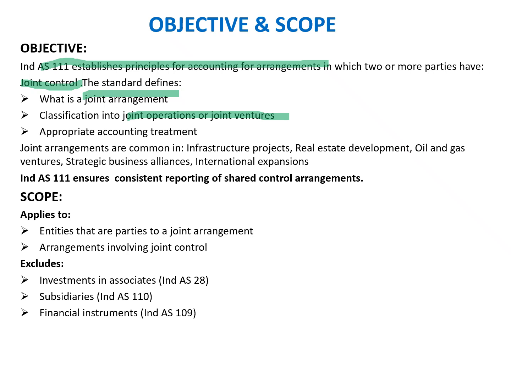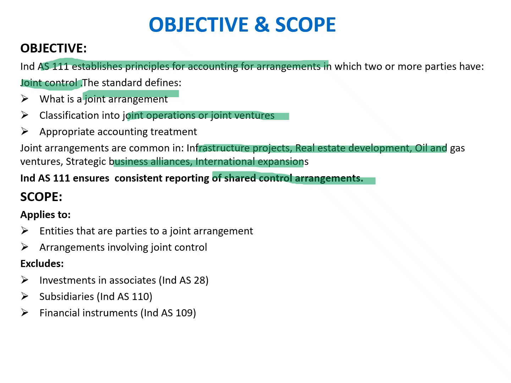So joint arrangements are common in infrastructure projects, real estate development, oil and gas ventures, and strategic business alliances. So Ind AS 111 ensures consistent reporting of the shared control arrangement. So the objective is to have a complete understanding of what is the joint arrangement, joint control, joint operations, and joint ventures, and then how accounting is being managed under joint operations and joint ventures.